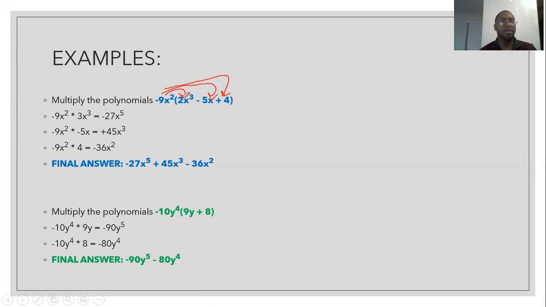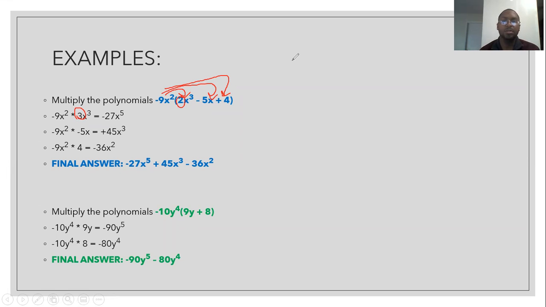Okay, I got negative 9 times 2. That should be a 3. Sorry, that should be a 3 there. I'll edit that. My bad. It's actually supposed to be a 3. I'll go back and edit that, but basically, pretend this is a 3. So if this is a 3, you get negative 9 times 3 is negative 27, x to the 5th. Negative 9x squared times negative 5x gives you plus 45x to the 3.